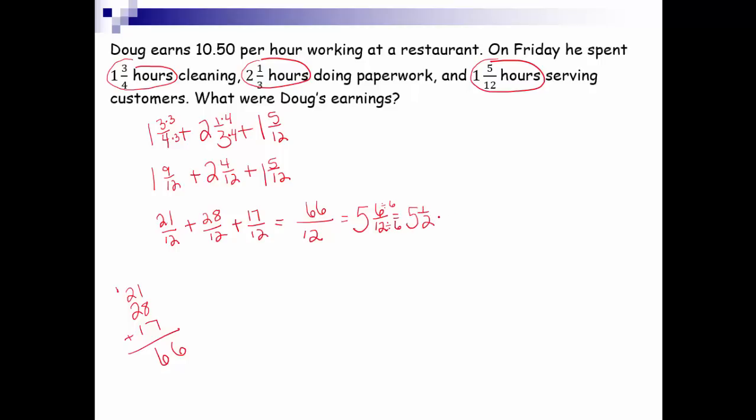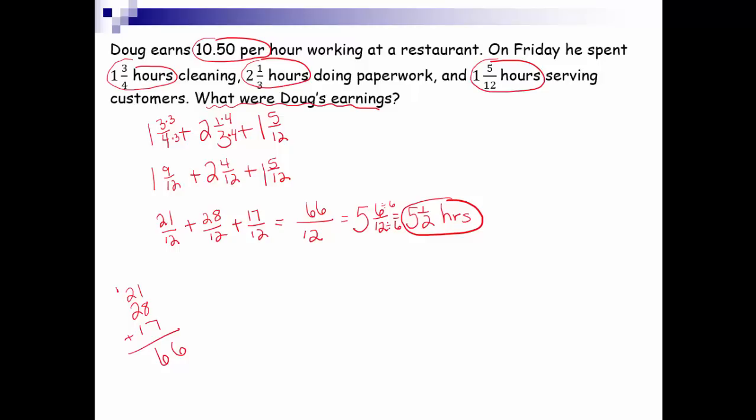So all that we were figuring out there was how many hours he worked. So he worked 5 1/2 hours. Now we're not done with the problem. We have to figure out how much money he made. The question asked, what were his earnings? Well, now we know he worked 5 1/2 hours. He makes $10.50 per hour, so we would take the amount he makes per hour and multiply it by the number of hours he works.